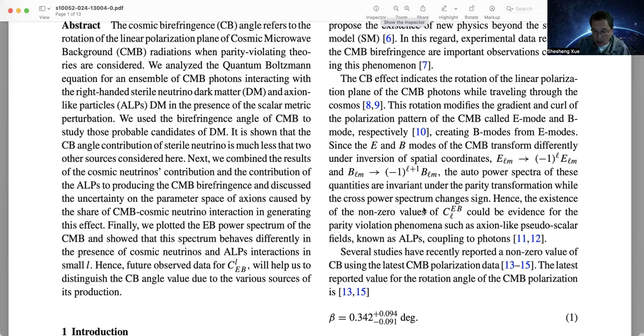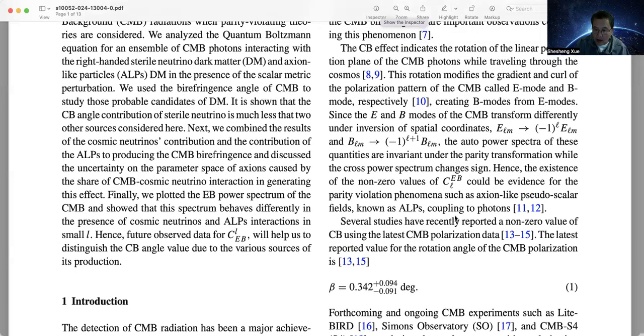So if the cross power spectrum C_EB_L is measured to have a non-zero value, it means parity is violated, because under the parity transformation the E mode and B mode have a difference in sign. So their cross power spectrum indicates a parity-violating interaction of the photons traveling from the last scattering surface to us. And this is what we are going to discuss today: three types of interaction.